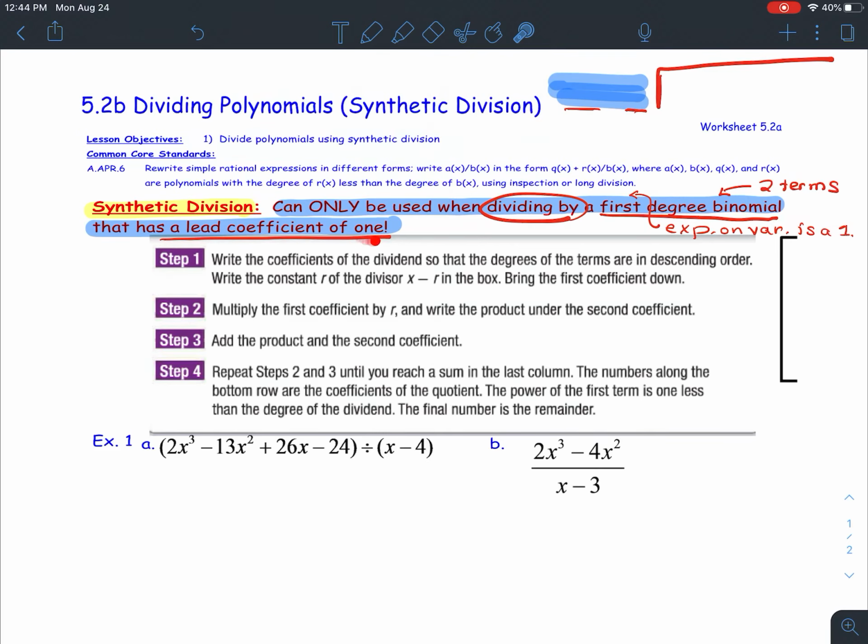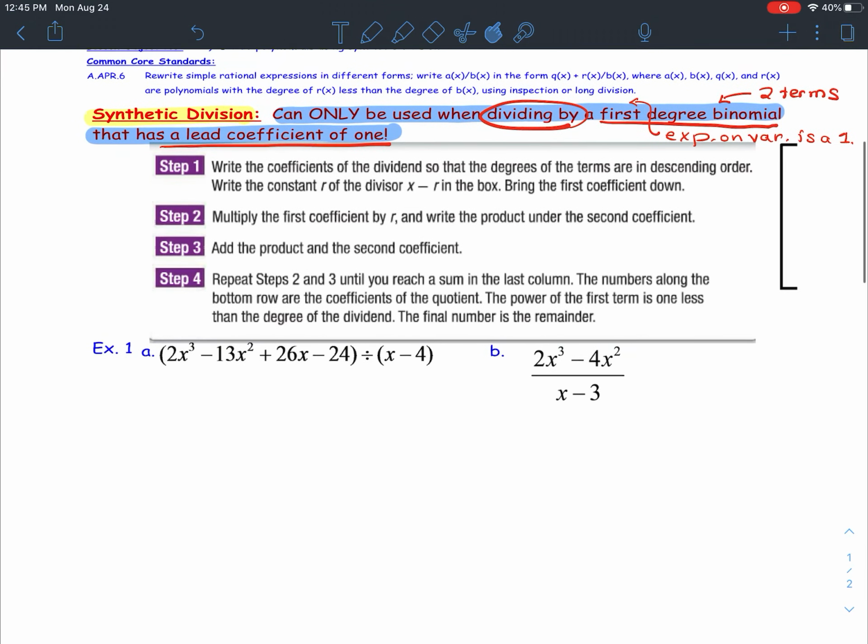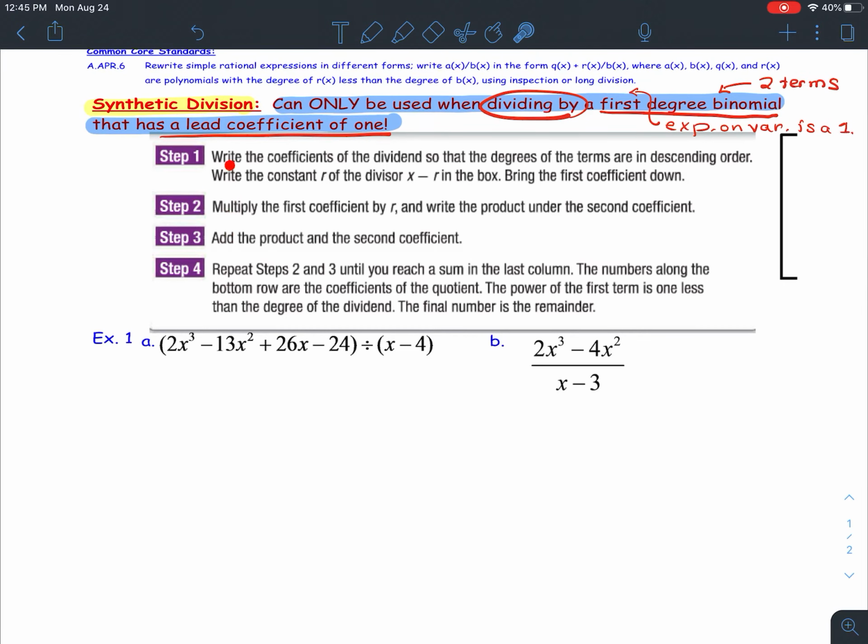And then the other expectation is that the lead coefficient has to be a 1. So let's say that I have a binomial that is first degree, but then if I put, say, a 2 in front so that now my lead coefficient is no longer a 1, that would mean I could not use synthetic division. Okay, so we have to have a 1 in front there. Okay, so let's look at how to do synthetic division.